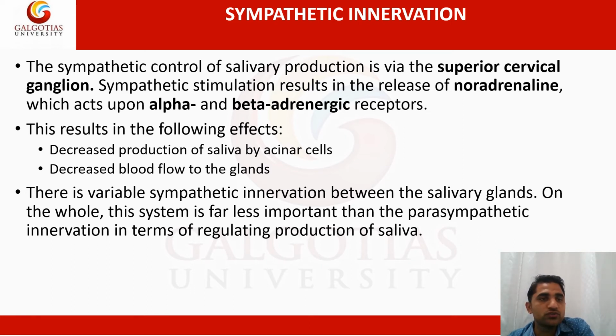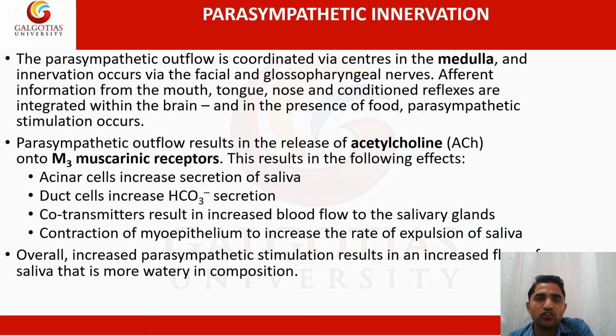This results in the following effects: decreased production of saliva by acinar cells, which are responsible for the volume of saliva, and decreased blood flow to the glands. There is variable sympathetic innervation between the salivary glands. On the whole, this system is far less important than the parasympathetic innervation in the regulation of saliva production. The parasympathetic part of the nervous system controls saliva more than the sympathetic.